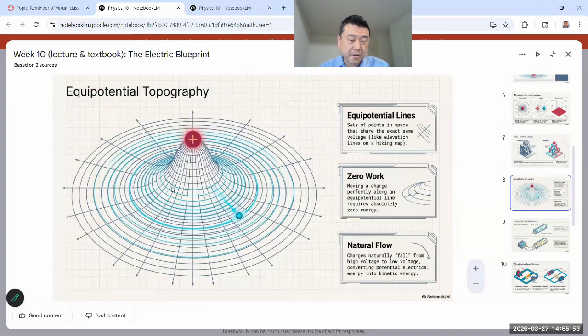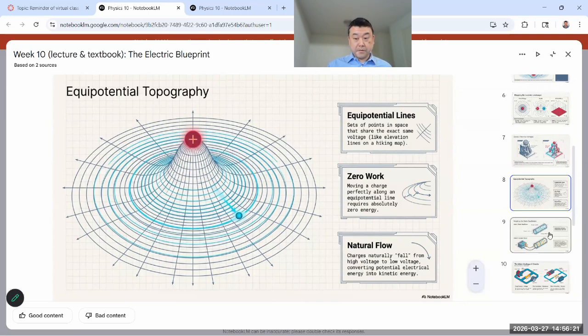I guess there must be a textbook figure that shows this in a 3D sense. And if you imagine placing a positive charge here, it'll roll down. So the positive charge is repelled. I think that all looks good. Charges naturally fall from high voltage to low voltage.